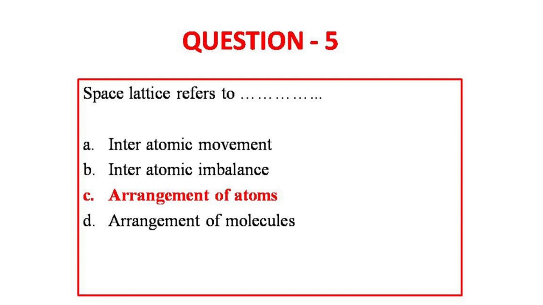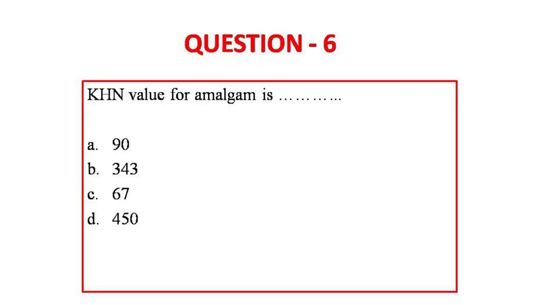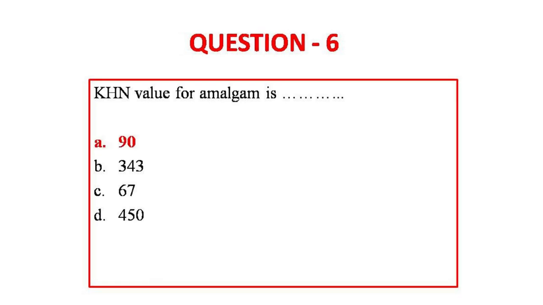So moving on to question number 6. The Knoop hardness value for amalgam is 90, 343, 67, 450. The answer to this question is option A, 90.